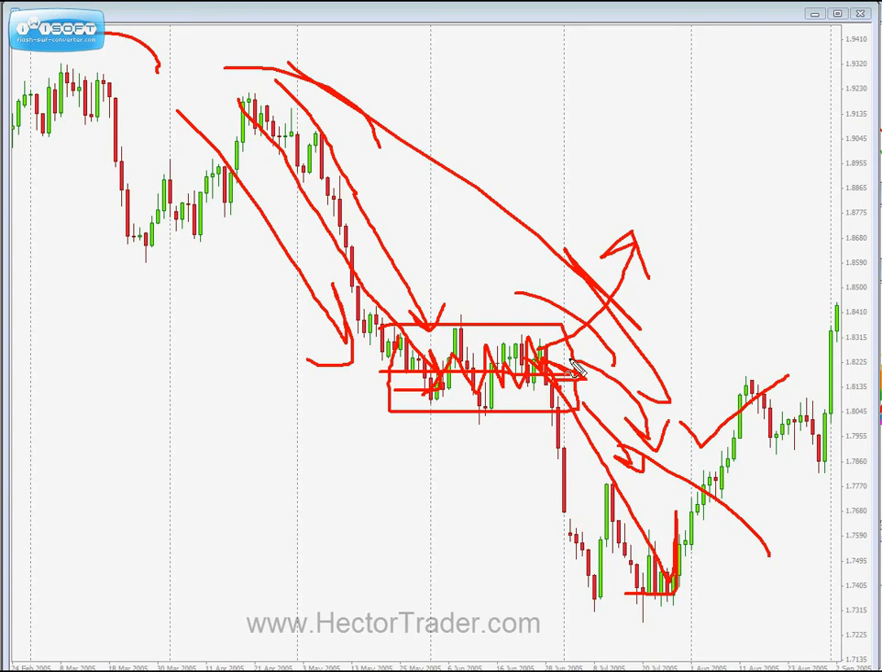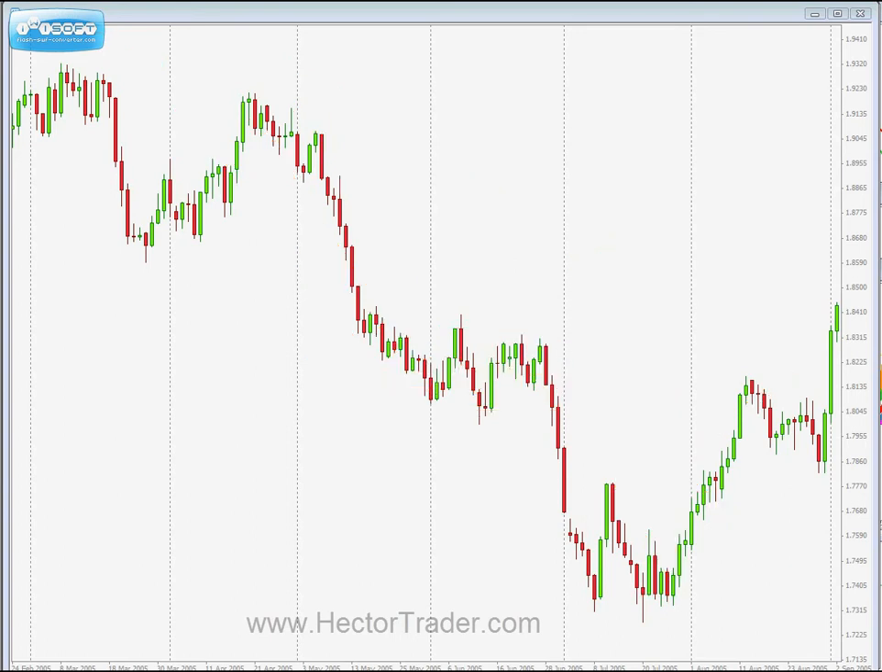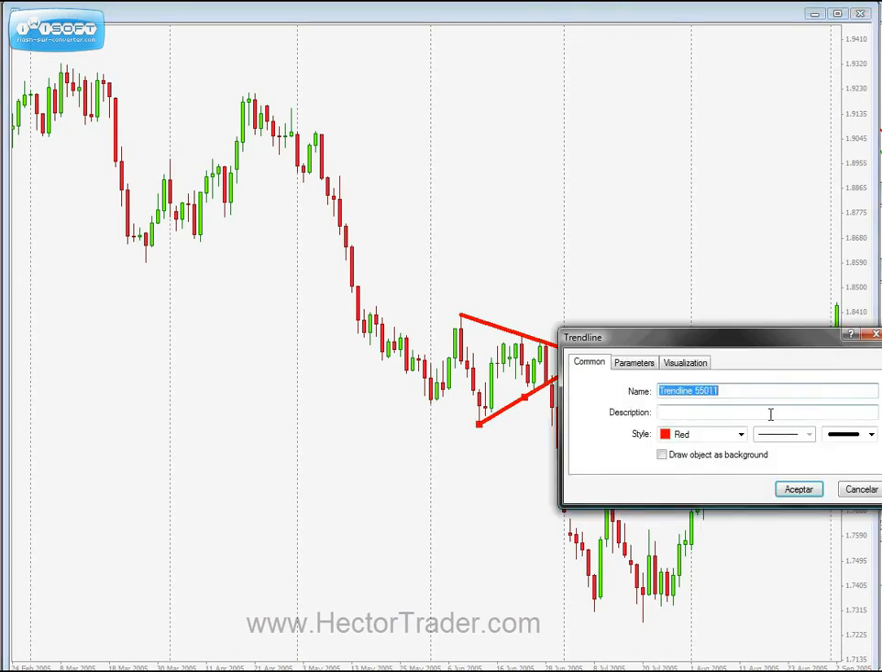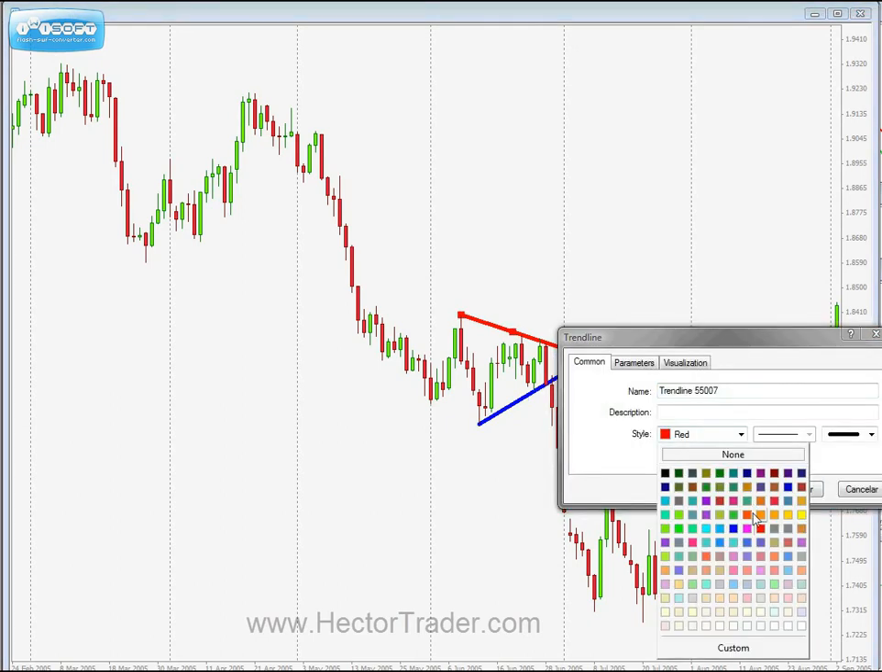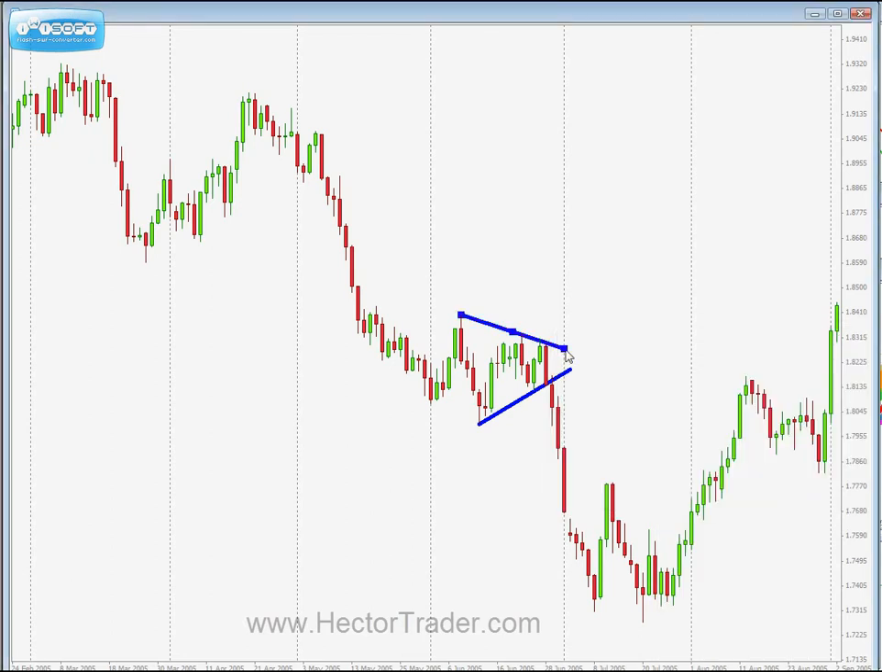In this case we can see a triangle in the central part of the chart, the one I'm marking right now. Actually, I'm going to mark it in blue on my screen, and as you can see, it's neither a flat top triangle nor a flat bottom triangle. It's just a regular triangle.